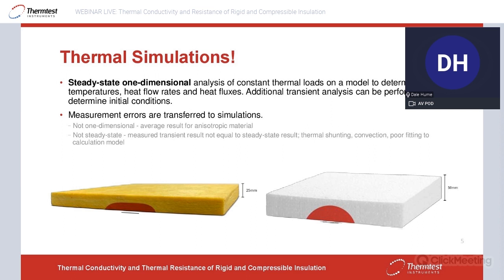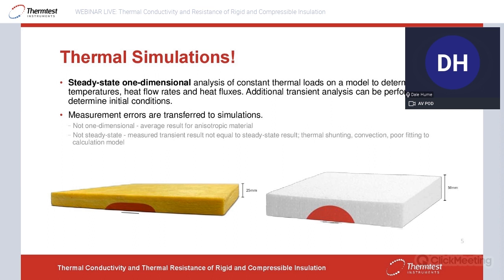Once those are achieved, alternate or additional transient analysis can be performed to determine initial conditions, a power on condition, a temperature on condition, etc., where transient can act differently than steady state. But the key is often these simulations are done with steady state one-dimensional properties. Measurement errors that can be transferred to simulation, so that's in the lab data or on a specification sheet that can make its way to a simulation and cause errors in the simulation, are that the measured thermal conductivity is represented as one-dimensional, but it is not one-dimensional.